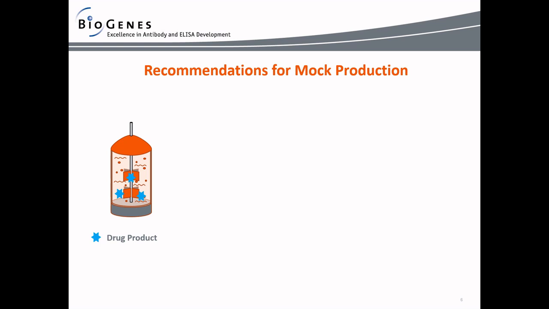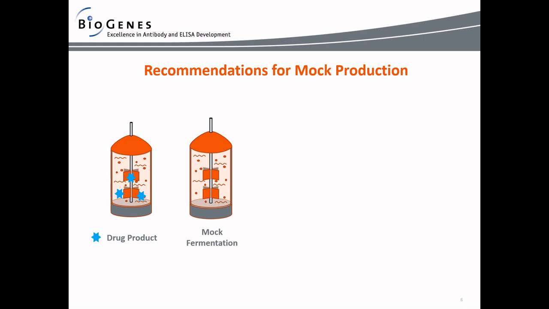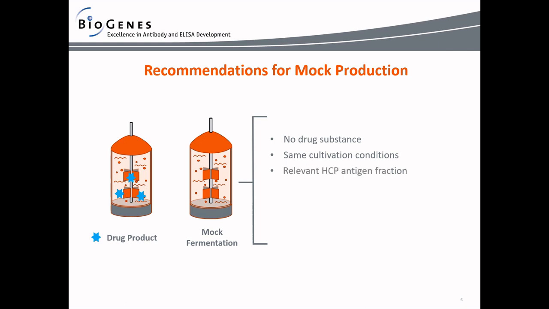The mock fermentation mimics the production process, and the resulting mock material should represent the HCP impurities of the production process as far as possible. To achieve a good similarity of the HCP antigen preparation, the following recommendations should be taken into account for mock production. First of all, we don't have any drug substance in our mock, so use the production strain with an empty vector without the target gene. We also recommend to use the same cultivation conditions, for example, medium, temperature, or viability at harvest. We also recommend to use the relevant HCP antigen fraction, for example, supernatant or lysate.